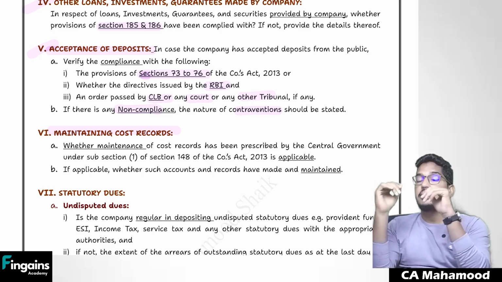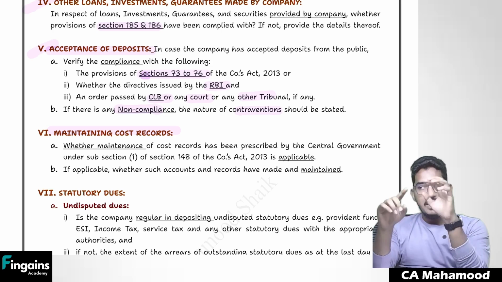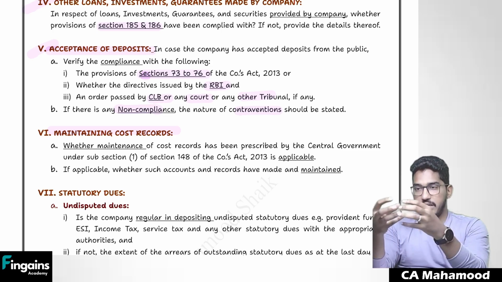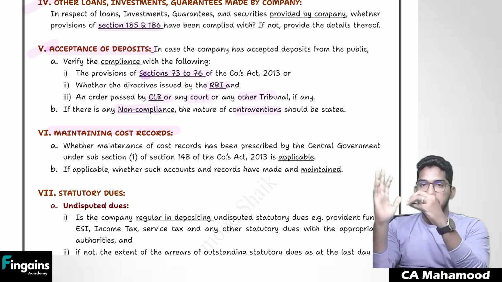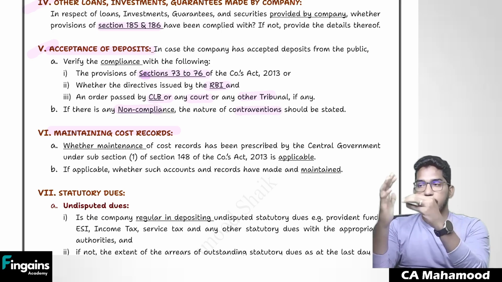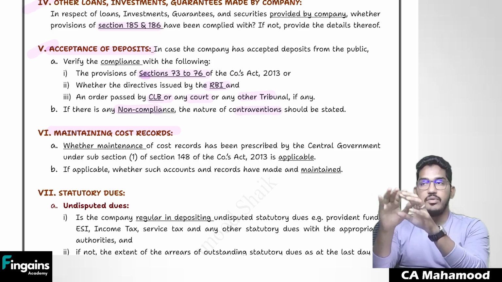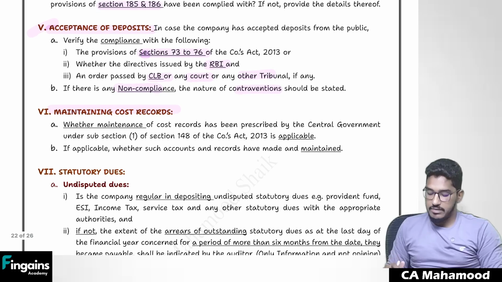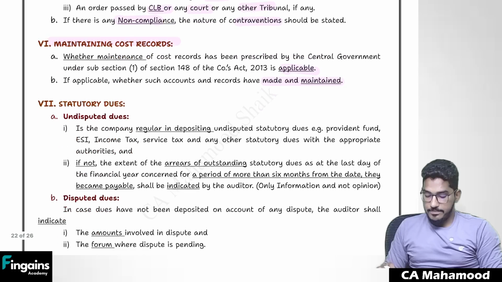As we all know, each and every company is not required to maintain cost records. Section 148 of the Companies Act gives some applicability criteria. If the company fulfills the criteria given under Section 148, then only they are required to maintain cost records. I need to check whether my client company is fulfilling the requirements of section 148. If yes, whether my client company has maintained the cost records or not. So simply, whether section 148 is applicable, and if yes, whether they have maintained the cost records or not.